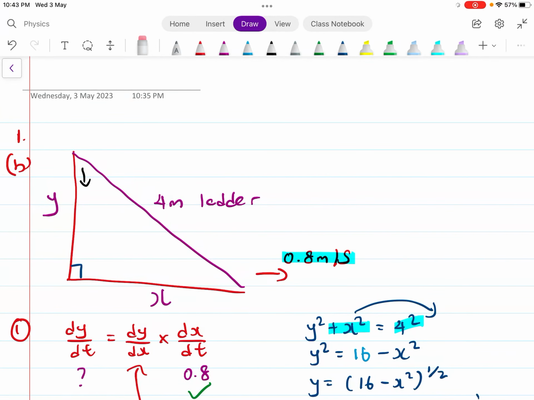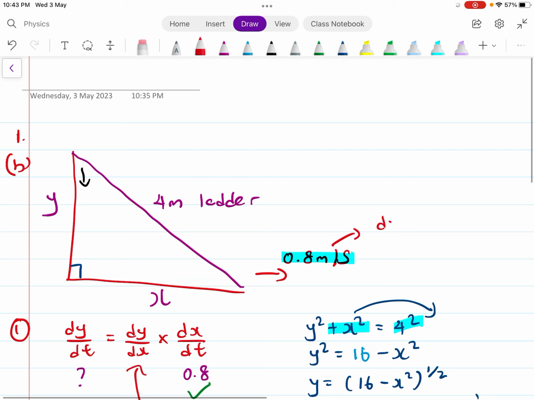Alright, so let's go through this differentiation question. This part B will be a rate of change question. So we have this ladder, right? 4 meter long, leaning against a vertical wall. So if the base of the ladder is pushed horizontally away from the wall at a rate of 0.8 meter per second. So for this, 0.8 meter per second is actually your dx/dt. How fast will the top of the ladder, which is here, be sliding down at the instant where the ladder is 50 centimeter above the ground?